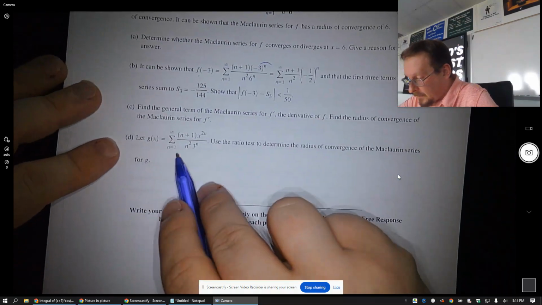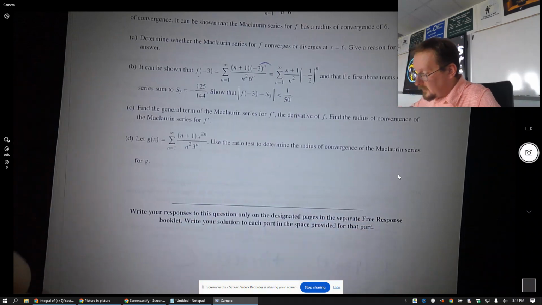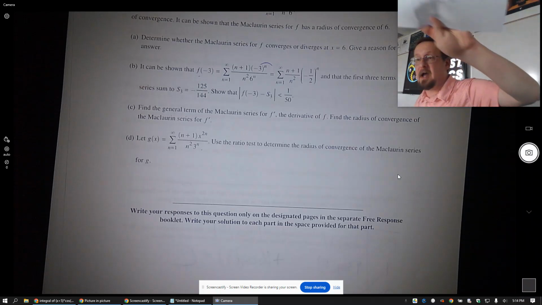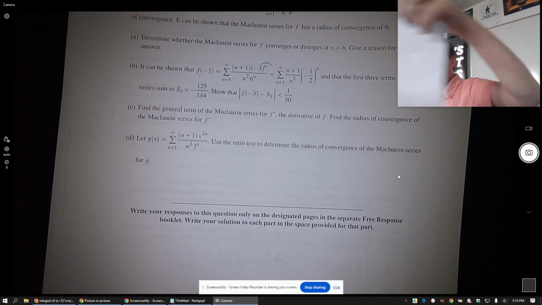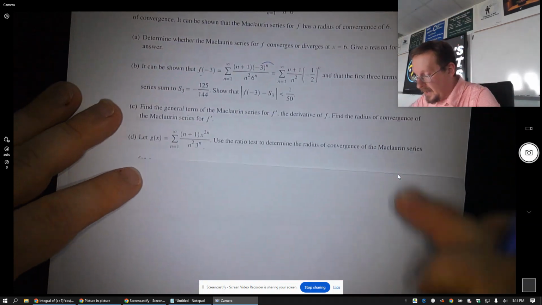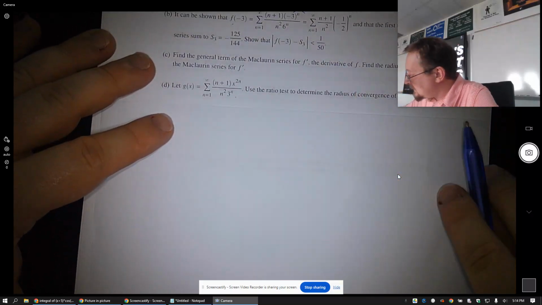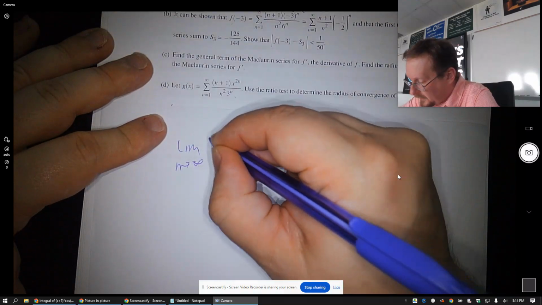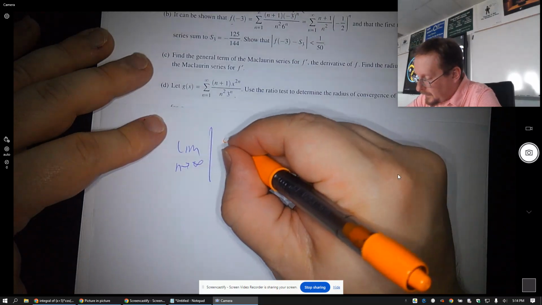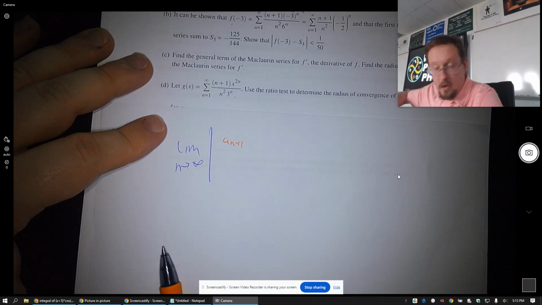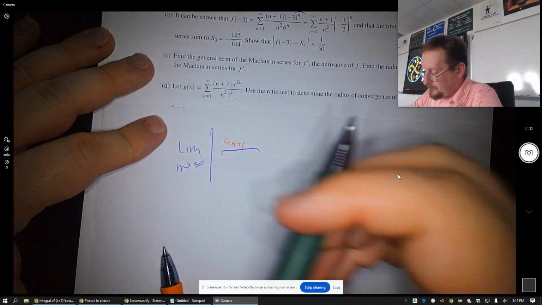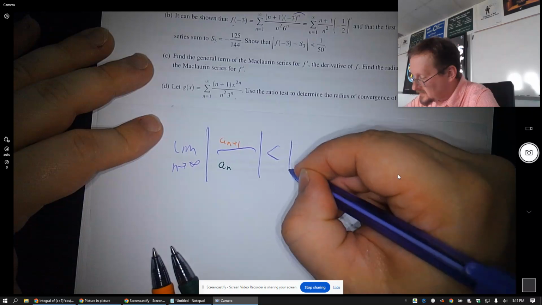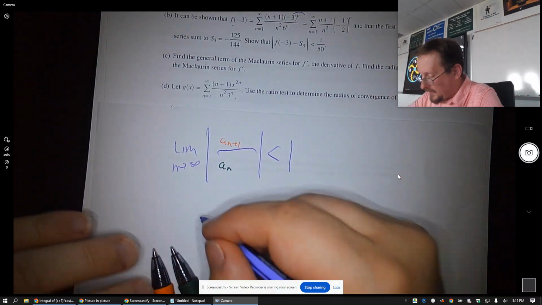Okay. Let G be this new thing. Use the ratio test to determine its radius of convergence. Okay. Am I out of paper? Okay, I got one more sheet here. Okay. So, ratio test. Okay, so I'm going to say limit as n goes to infinity. I'm going to color code it. a sub n plus 1 over a sub n. My stars, I don't want to do this. Okay. All right, now let's write this out.